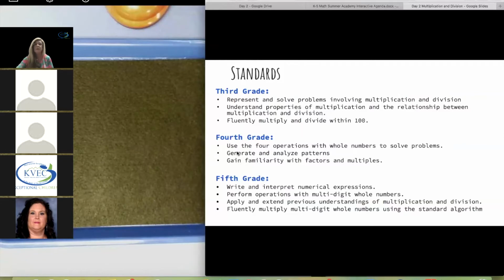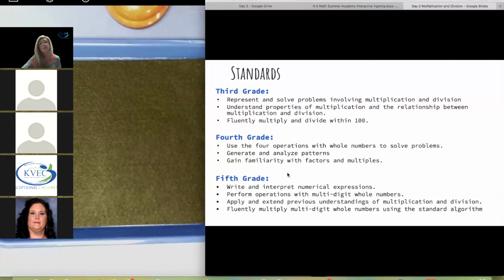In fourth grade, we use the 4 operations with whole numbers to solve problems. We get into that order of operations. We generate and analyze patterns. And then we gain familiarity with factors and multiples. We get into factoring and talking about multiples. Of course, we've already done a lot of multiples when we're doing our countings and our count-arounds. We count by 2s, count by 5s, count by 3s, count by 10s. We can relate it back to that for them.